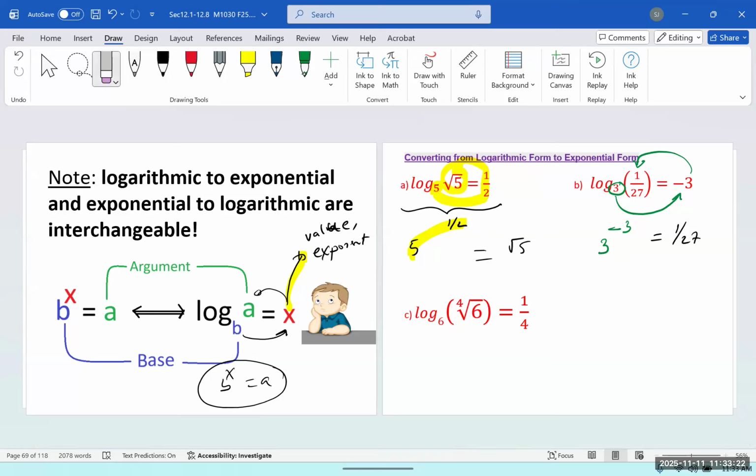Okay, the last one. Who would like to try the last one? Amar. Fourth root of 6. So 6 to the power 1/2 equals the argument, fourth root of 6. Good job. And this is what you have. Good, right? Any question on this?